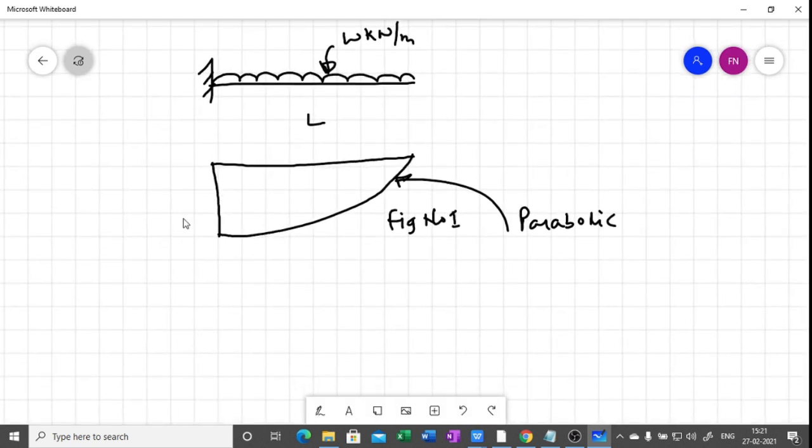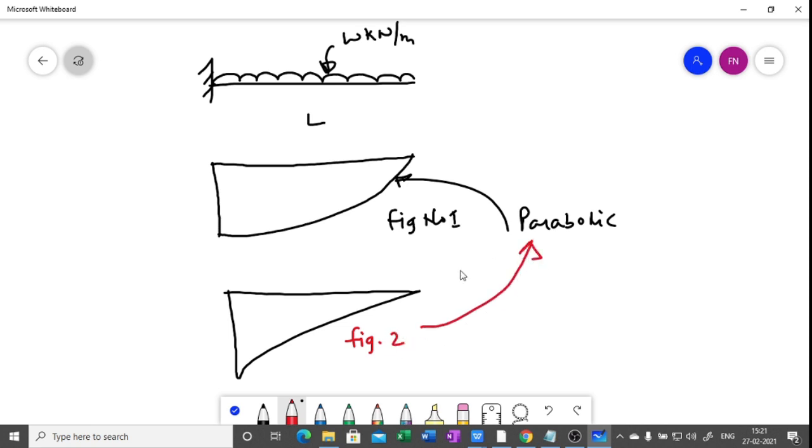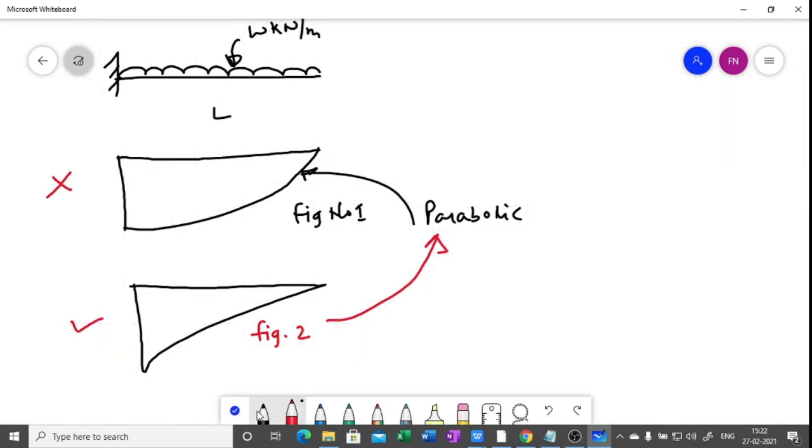The other way of drawing bending moment diagram is this. It is figure number 2, and it is also parabolic. The nature of the curve is parabolic in both the diagrams, but only one is correct. We will see the reason why that one is correct. So you see, figure number 2 is correct and figure number 1 is not correct. We will see the reason. To understand the correctness of figure number 2, we will have to see the relation between bending moment and shear force.